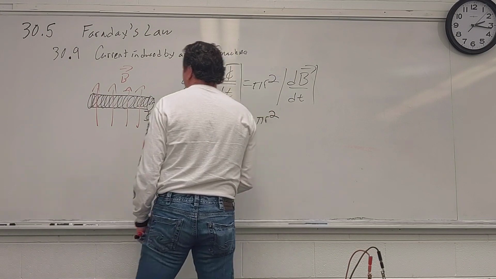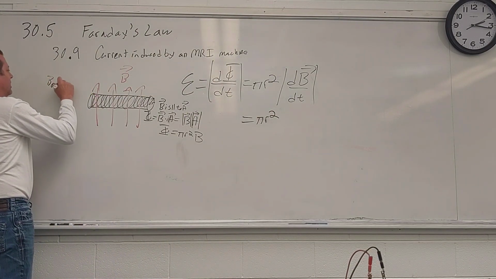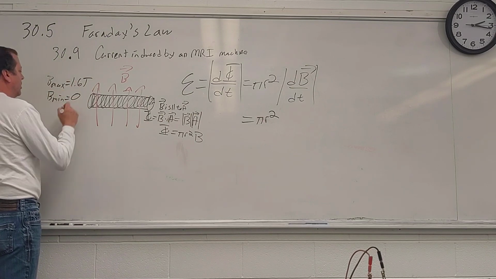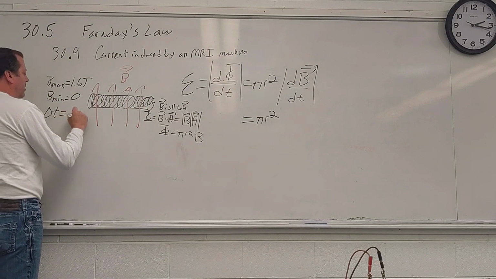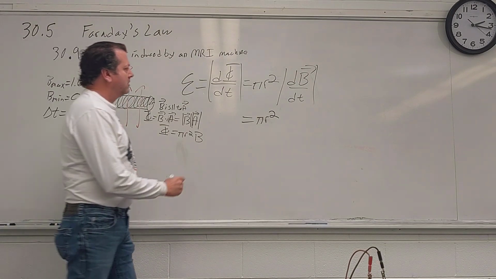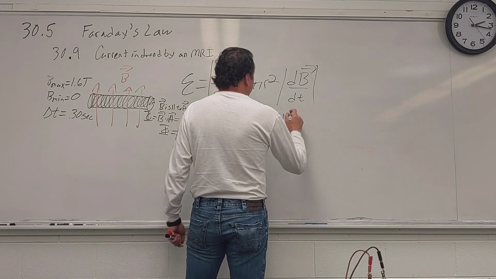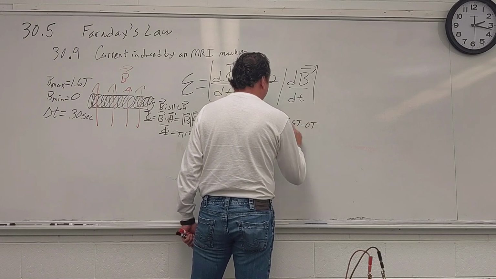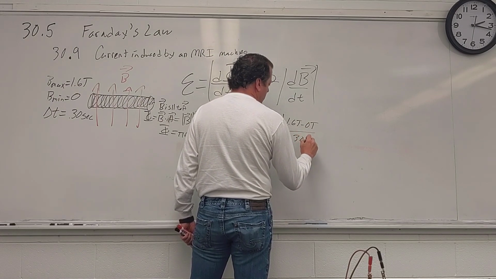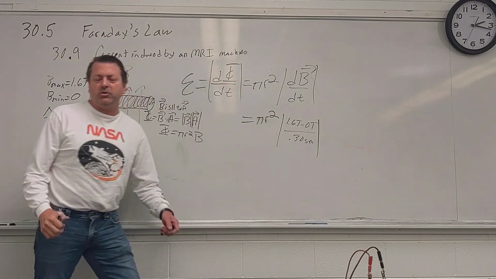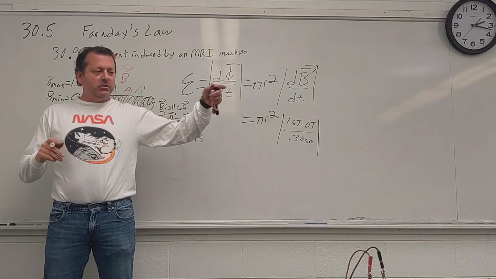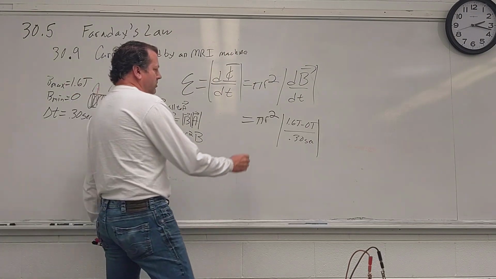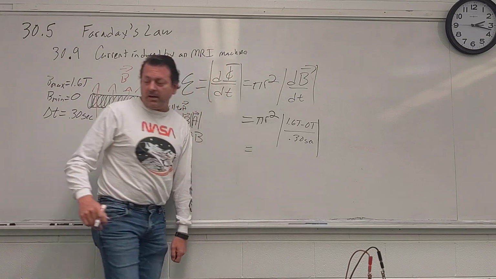Pi R squared? Well, we say the B max, it said, was 1.6 Tesla, and B min is 0, and the delta T to do that is 0.30 seconds. So that's going to be here. The change in this, that's 1.6 Tesla minus 0 Tesla over 0.30 seconds. Remember, a derivative is just how much it changes, point to point. So it's like a slope, remember. This is all we did here. So if you do that, what will you get?